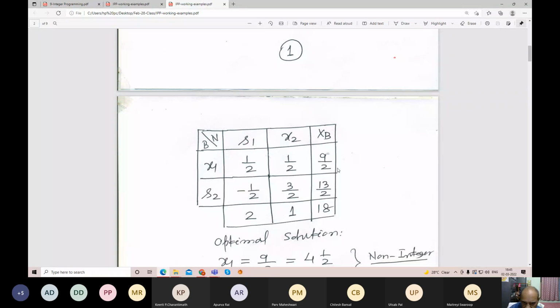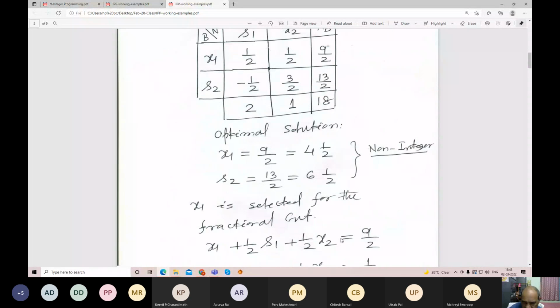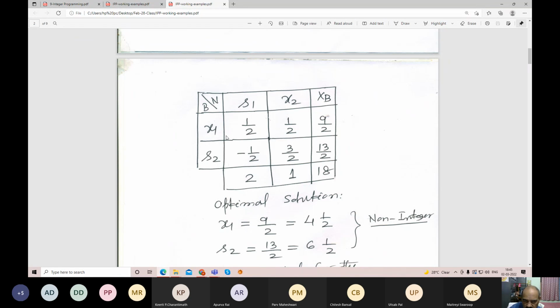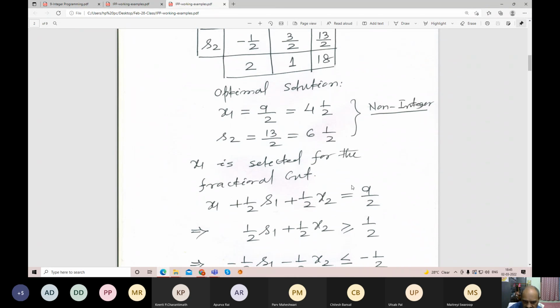Okay, so with respect to this, the largest fractional part is half. So x1 is selected for the fractional cut. So with respect to x1, we have here x1 plus half s1 plus half x2 equal to 9 by 2. So with respect to this, our cutting plane will be half s1 plus half x2 greater than or equal to half.